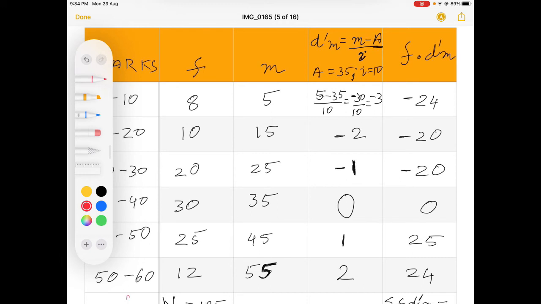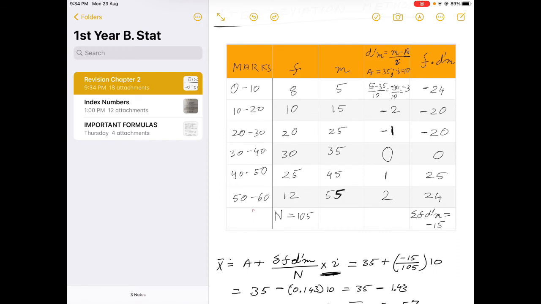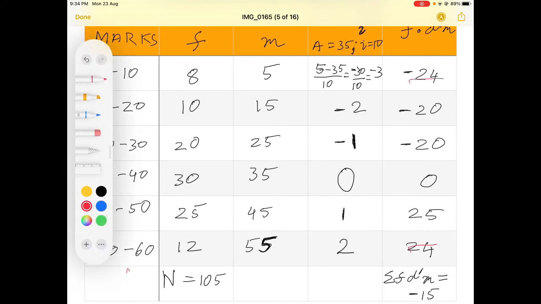Now in the last row, I get the summation value of f d dash m is equal to minus 15. Similarly, the frequency summation is 105. So now this is actually easier to calculate because I can very easily cancel out here. So 24 I can cancel out. Minus 20 and 25, 5 remaining. And then 5 and minus 20, minus 15. So in this way, calculation is much easier in this particular method.